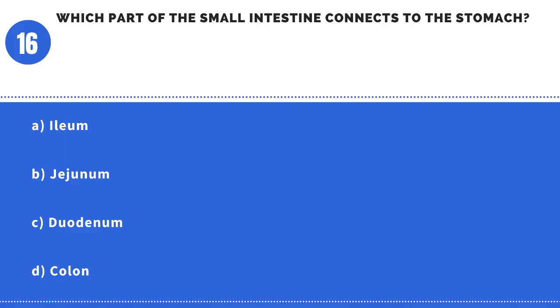Question 16. Which part of the small intestine connects to the stomach? A. Ileum. B. Jejunum. C. Duodenum. D. Colon.